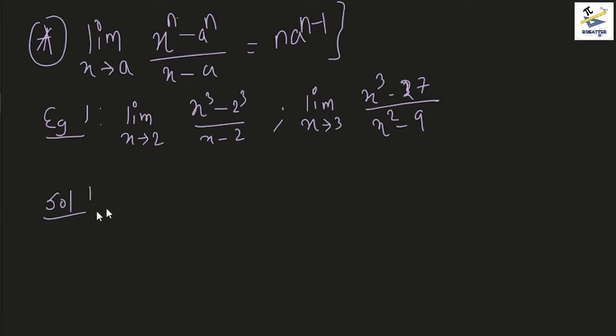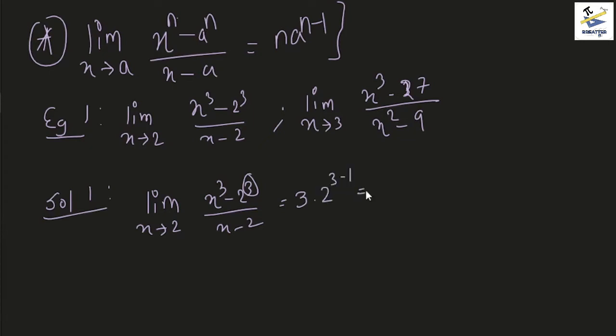Solution to 1. This is a direct application of the formula, so this is just for practice so that you remember what we are doing. So x cube minus 2 cube divided by x minus 2. You can see n is 3 here and a is 2 here, so it should be n into a to the power n minus 1, right? This just evaluates to 3 into 2 square, which is basically 12, which is the answer.